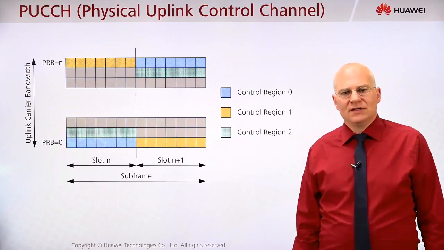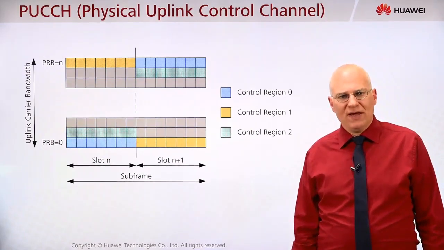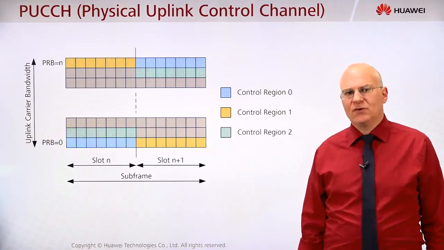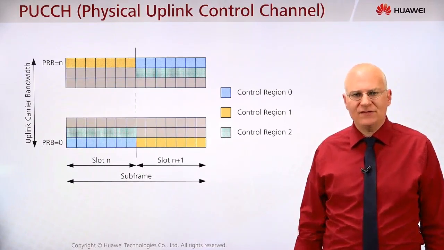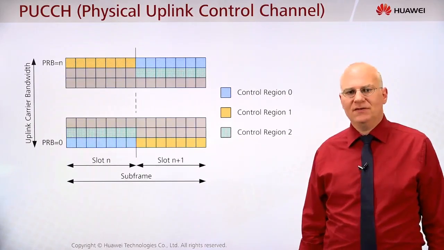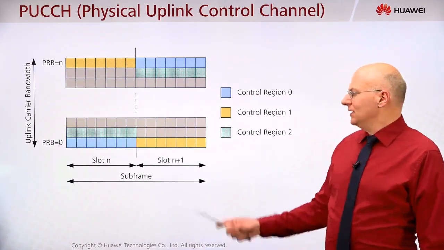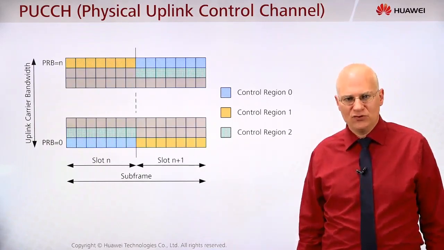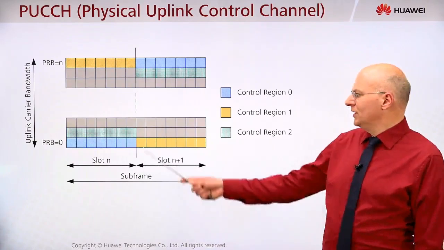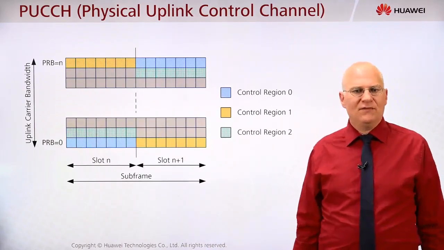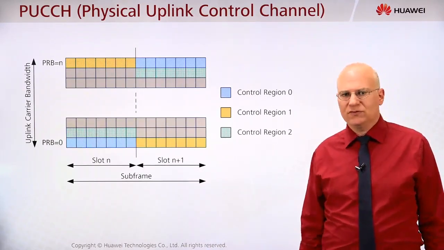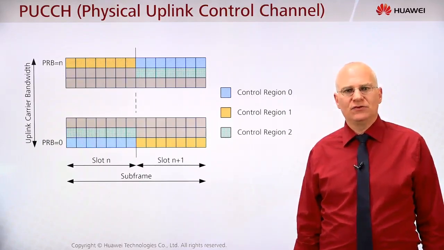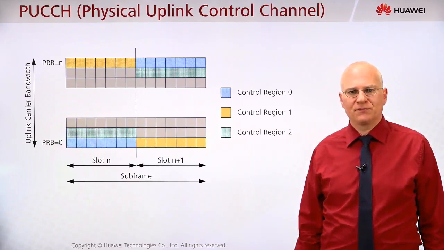If the uplink control information amount is increasing, so there are many users which have to send feedback in the uplink, then another resource block can be used for the uplink control channel, and so on. Maybe several, up to 6 or 10 resource blocks can be used by the uplink control channel.